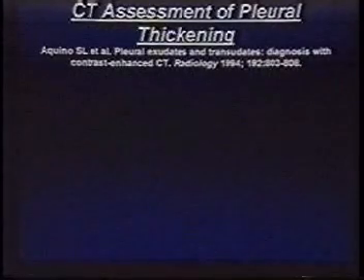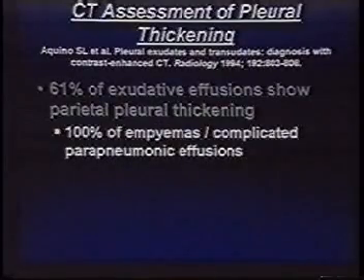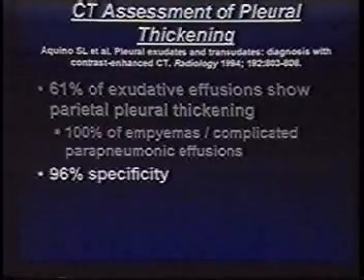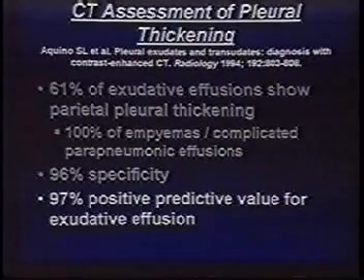A study in 1994 is the most extensive to date, assessing the significance of pleural thickening in determining a fluid collection as exudative or transudative on CT. It was found in this study that 61% of exudative effusions demonstrate parietal pleural thickening. But of these, all of the empyemas and complicated parapneumonic effusions demonstrate parietal pleural thickening. And they found that parietal pleural thickening has a 96% specificity for determining a fluid collection as exudative, and a 97% positive predictive value.